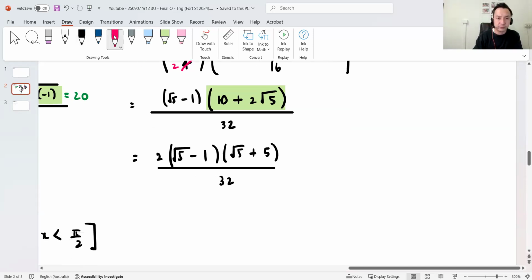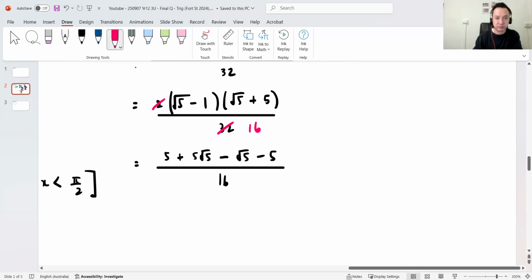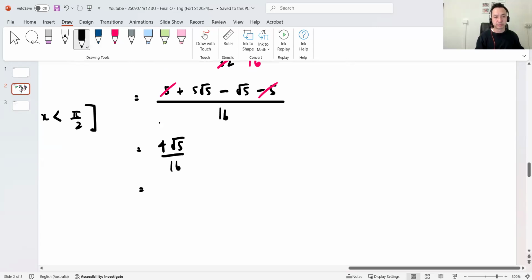So this cancels out of this. The concept is easy, but sometimes there are silly errors. So let's expand this. That's 5 plus 5 root 5 minus root 5 minus 5. Perfect. So the 5s cancel out, and you get 4 root 5 over 16, which equals root 5 on 4, which is the right-hand side.